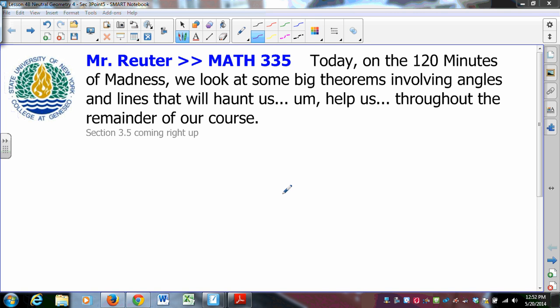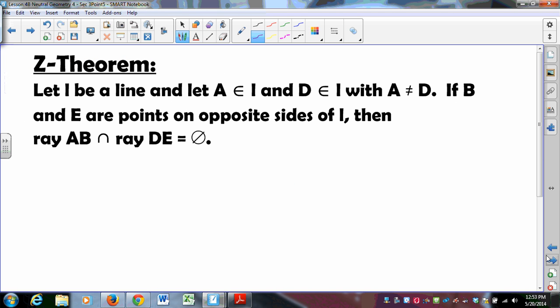Okie dokie. So Venema continues his look at neutral geometry, and so do we with section 3.5. Section 3.5 deals with a couple of theorems that we're going to need a lot of as the course goes by. No new axioms in this part. We've got the axioms that we need for a while. We're going to instead focus on how to apply those to get some big results that will then become foundational going forward. So here's the first one.